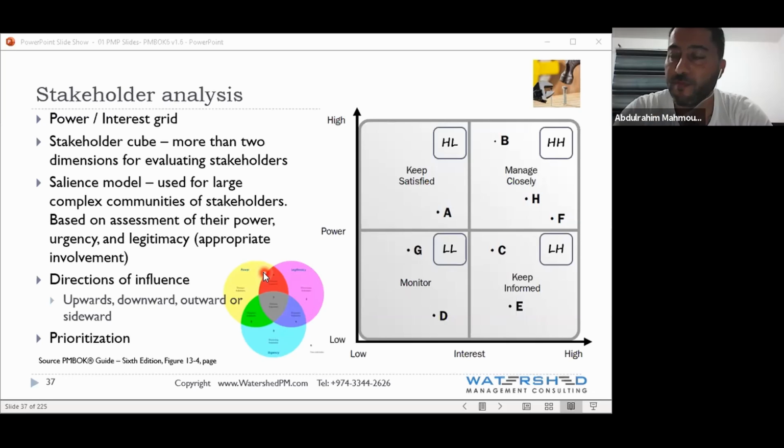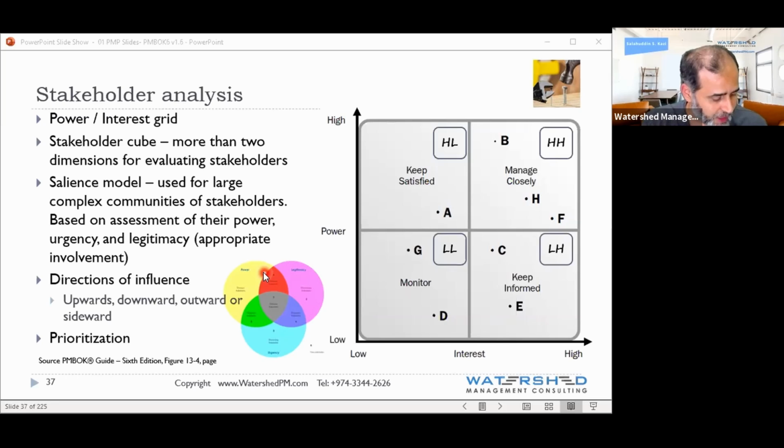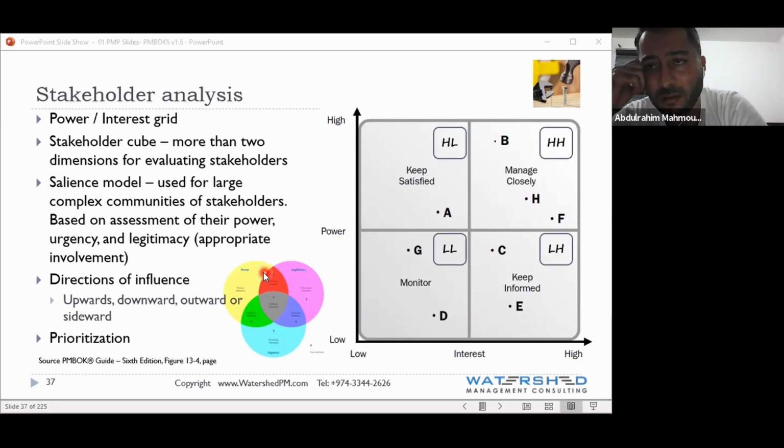Keep satisfied. Exactly. You have choice A: make him responsible for delivering the project. Keep him informed on all the decisions. Closely manage his requirements. Ignore his requirements and expectations since he doesn't have the power to affect the project's outcome. So which one will you choose? Closely manage? No, closely manage is reserved for high power. Then keep him updated with all of the results. That's the best way.